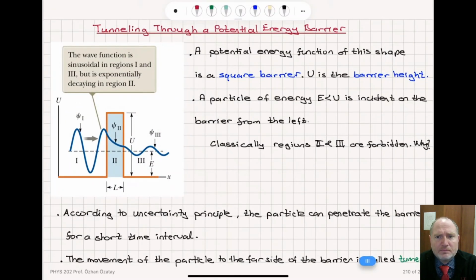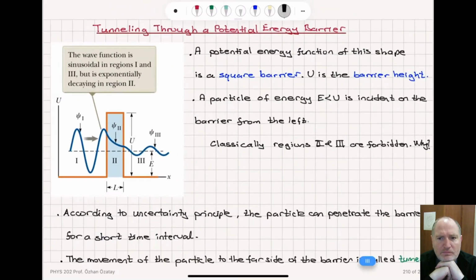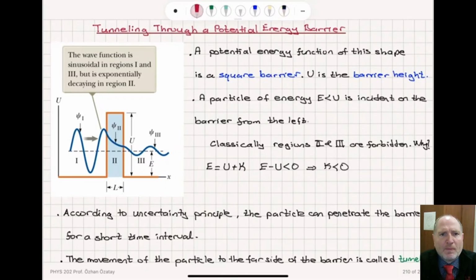Okay, so what happens classically? Classically, regions 2 and 3, these two regions are forbidden. Why are they forbidden? Let's see. The energy of the particle E is its potential energy plus the kinetic energy. Now, if the energy minus the potential energy is less than 0, that is, the energy of the particle is less than the height of this barrier, that would imply that the kinetic energy of the particle would be negative. Right. Now, that doesn't make any sense, so this particle cannot go into the barrier, so there won't be any possibility of finding the particle in region 2 or region 3.